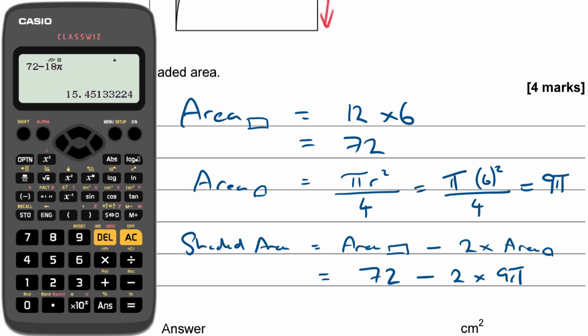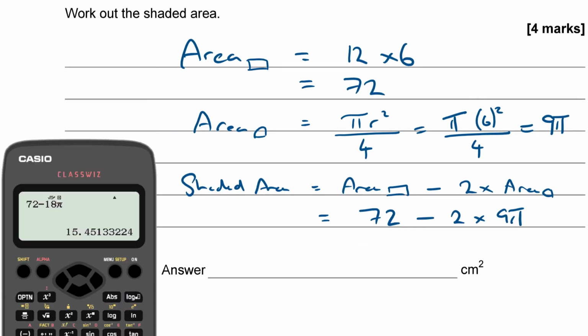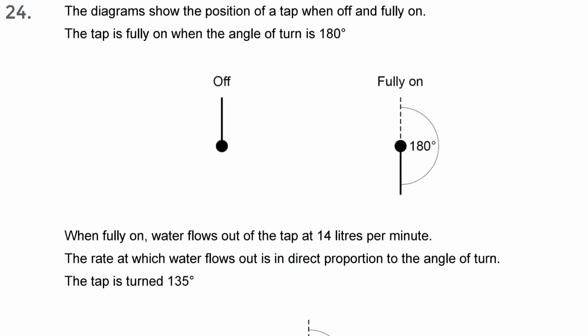That gives me 15.45. Does it ask me to round off in a particular way? Nope. So if it doesn't tell me, I'm just going to round off to 3 significant figures. 15.45 rounds to 15.5, doesn't it? So that's what I'm going to write down. 15.5.